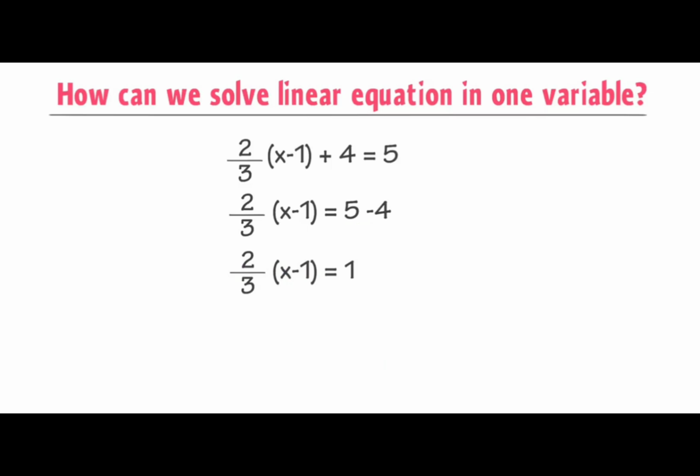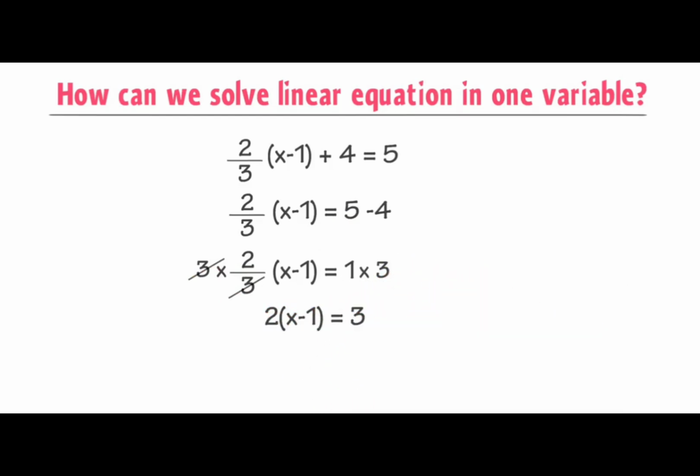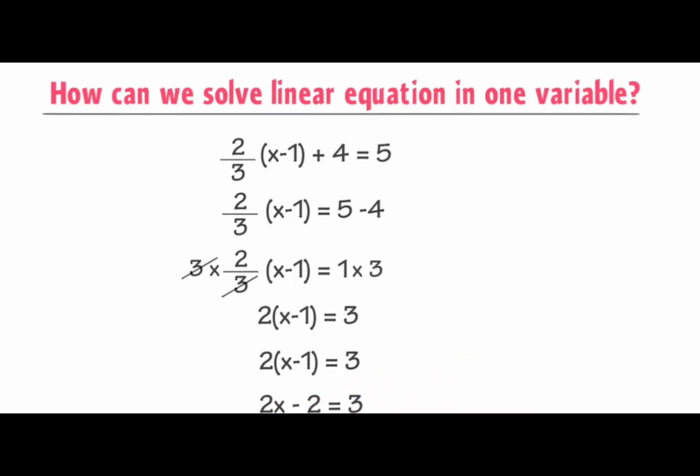Now it's time to eliminate 3 as a denominator. To do so, we multiply both sides by 3. 3 into 2 divided by 3 into x minus 1 is equal to 1 times 3. 3 and 3 are cancelled out. As a result, we get 2 into x minus 1 is equal to 3. Our 2x minus 2 is equal to 3.